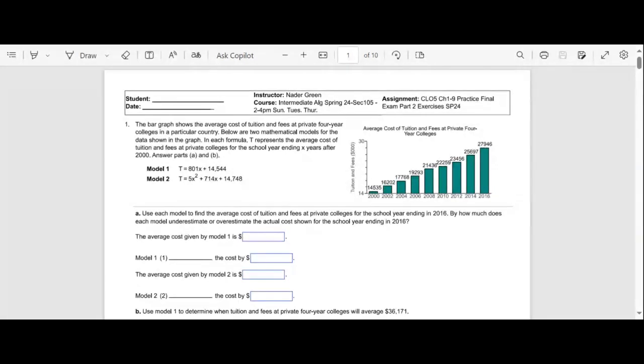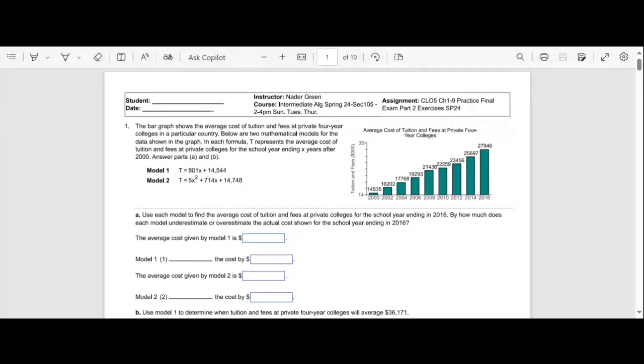This is a sample of the final exam. Okay, we're just doing a sample. There are two parts here. Part one is vocabulary and concepts, and part two is exercises. The exercises can be long answer, short answer, fill in the answer, or graphing.